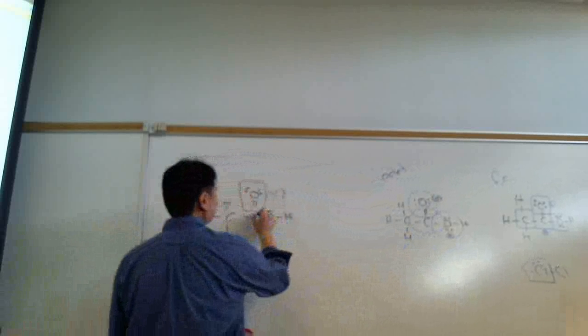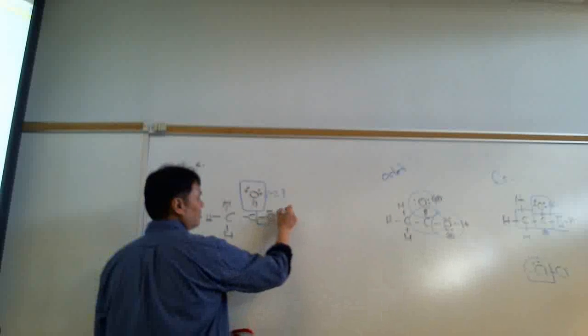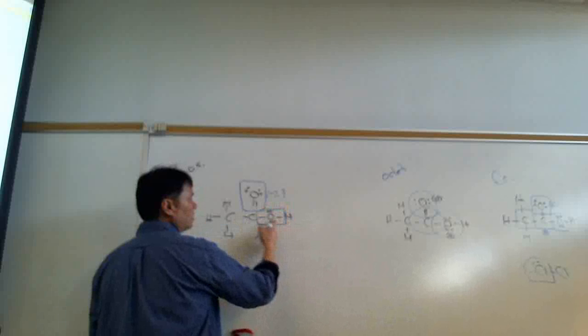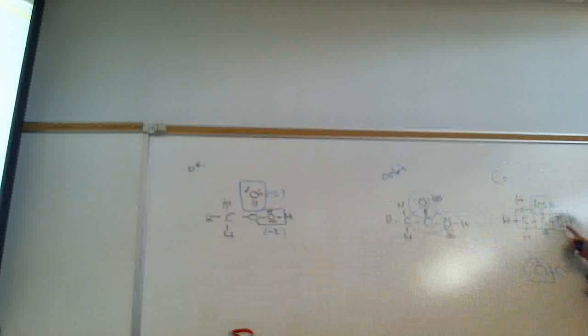This oxygen here wins all the electrons. It's more electronegative than both carbon and hydrogen. That's 2, 4, 6, 8. It's minus 2. Whereas this oxygen over here, 2, 4, 5, 6, 0. And so it's the exact same molecule, just a different way of counting the electrons.